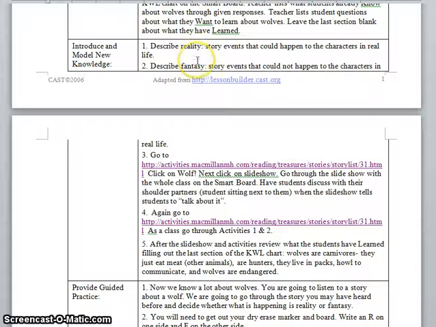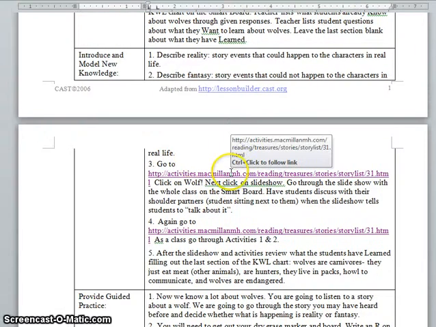The next step is to model the information. First, I'm going to describe the vocabulary using words that the students will understand, and then we're going to go through information together. When we're going through information together, we're going to do a slideshow.